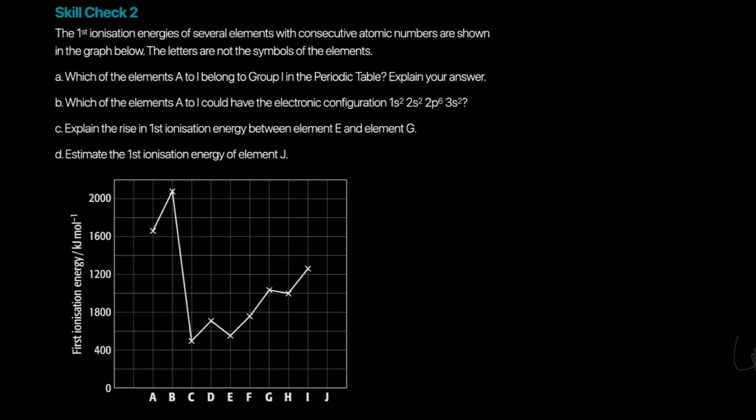So the first question we're going to look at is the skill checks given in periodic trends. And the next few slides will be skill checks 2, 3, and 4 on the periodic trends notes that I've given you. And this one is skill check number 2, and it says that the first ionization energy of several elements with consecutive atomic numbers is shown below.